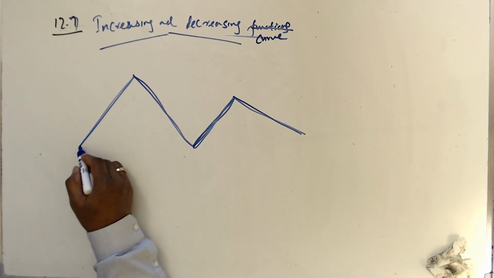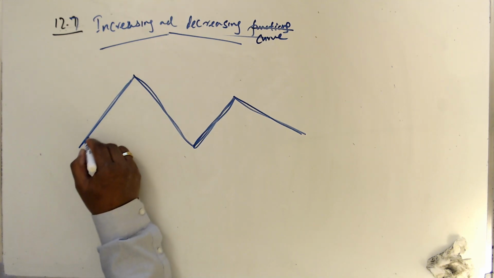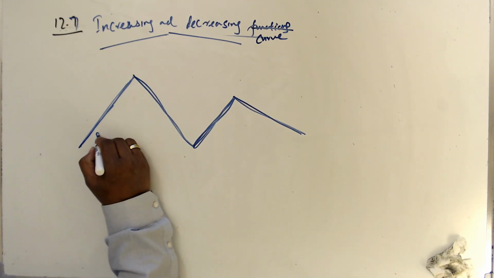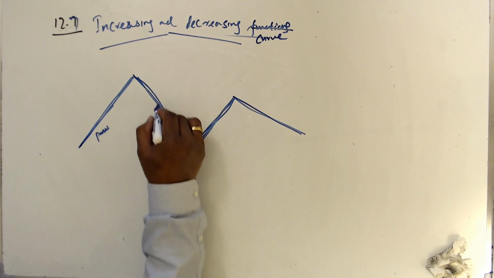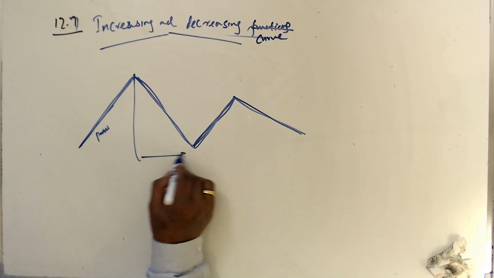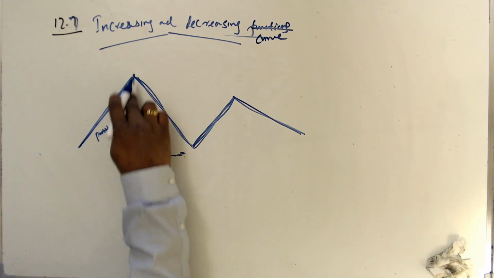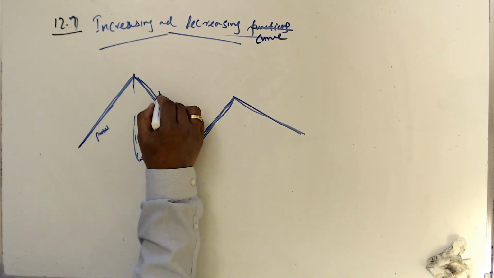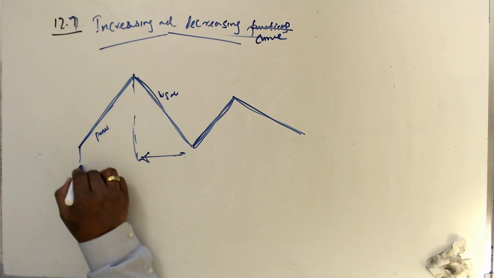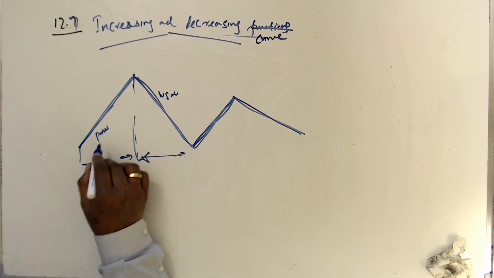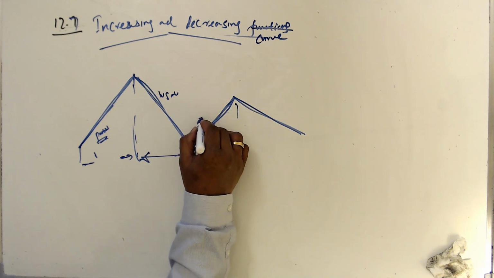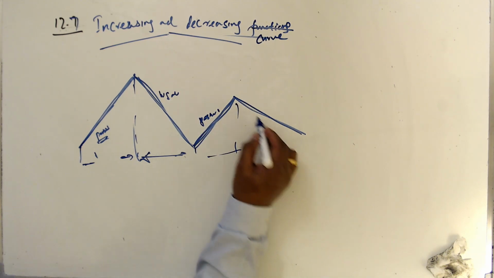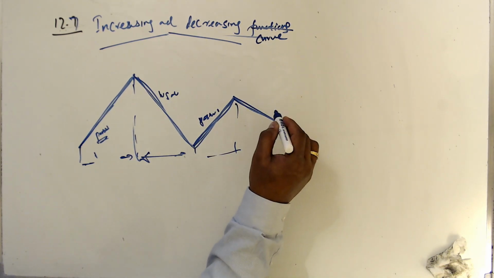Now what do you think about the gradient? You can see the gradient is always positive up to here. Then the gradient in this interval is negative. In this interval it is positive. Again from here to here it is positive. And from here to here it is negative again.